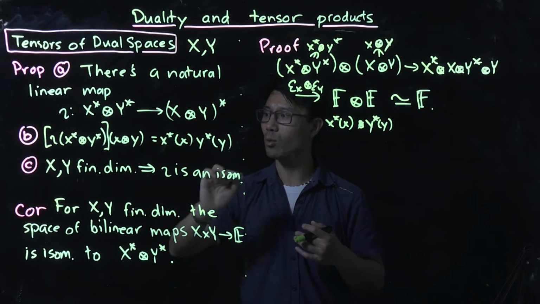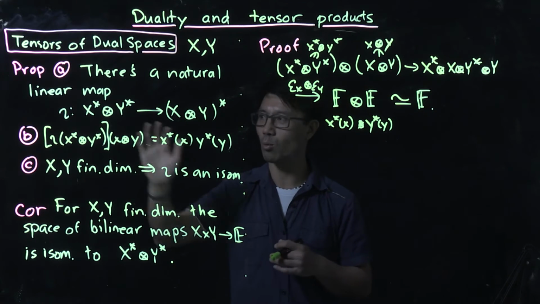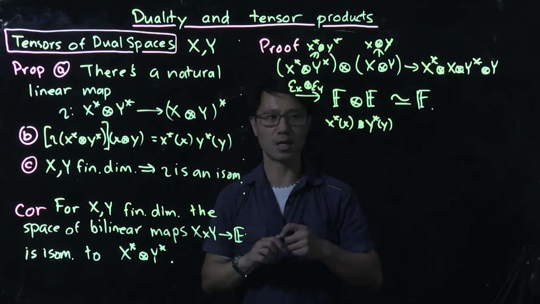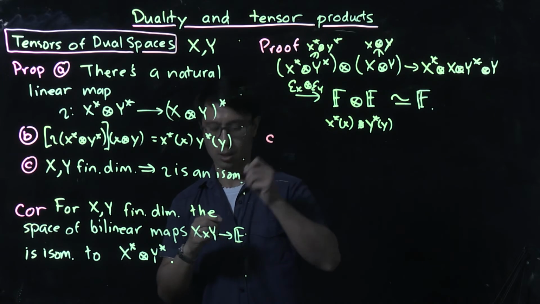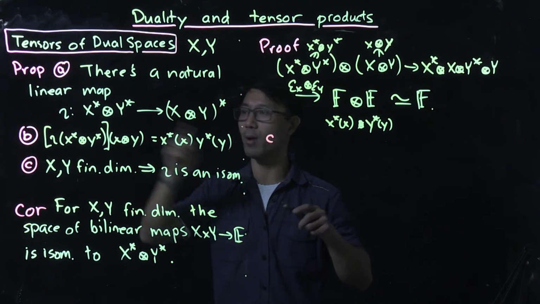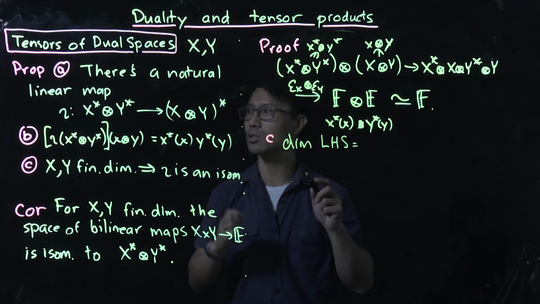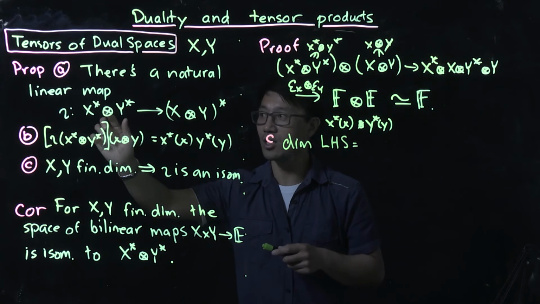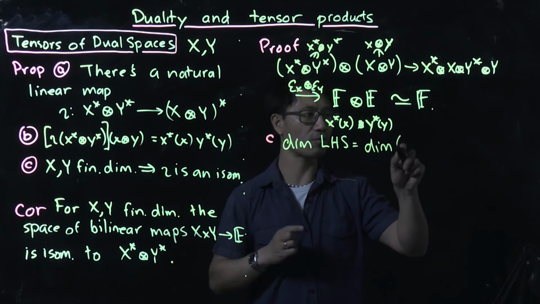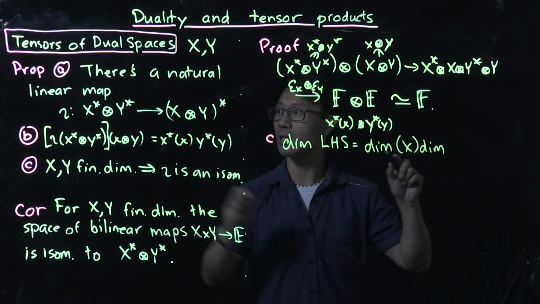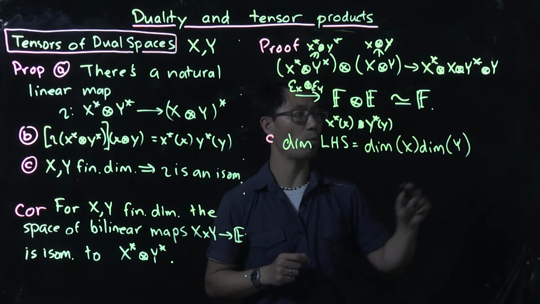The way we'll do it is as follows. We have a map like this. And the first thing to realize is, what is the dimension of this? So for part C, the first thing to note is that the dimension of the left-hand side equals, well, it's a tensor product, so it's the dimension of this times the dimension of that. And the dimension of x dual is, of course, the same as the dimension of x, and the dimension of y dual is the same as the dimension of y. So this is dimension of x times the dimension of y.